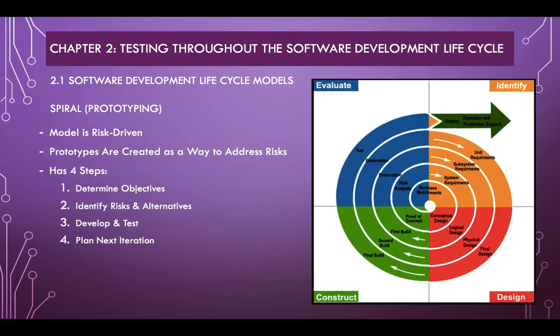Spiral or prototyping. The software development lifecycle model of spiral or prototyping is risk-driven. It is favored for large, expensive, and complicated projects. The prototypes are created as a way to address the risks. Then the model uses these four steps: determine objectives for each iteration, identify risk and alternatives, develop a test or test suite, and plan the next iteration. It's basically like you're doing the same thing over and over in this model, but the benefit is that you're getting better every single time.